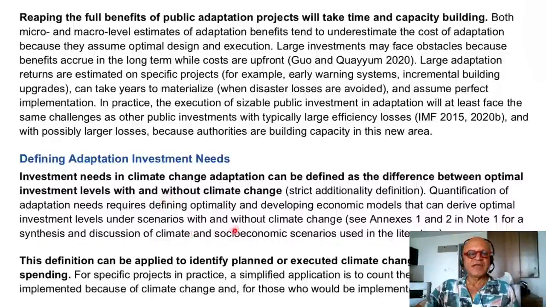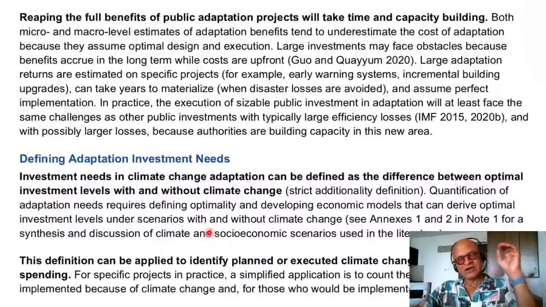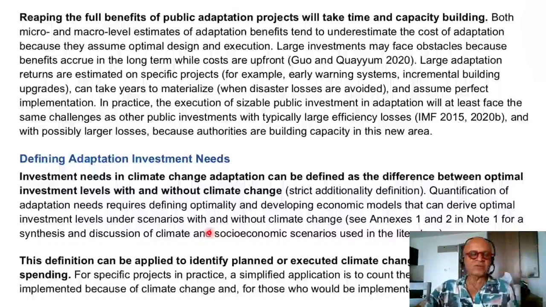So quantification of adaptation needs requires defining optimality and developing economic models that can derive optimal investment levels under scenarios with and without climate change. So you can see already there are uncertainties in figuring out the counterfactual world where climate change didn't happen, because then you have to see what is forcing the climate change, greenhouse gases, land use, etc. And then you have to translate those physical risks to an economic model. So you have to be careful about the uncertainties that cascade through the system.